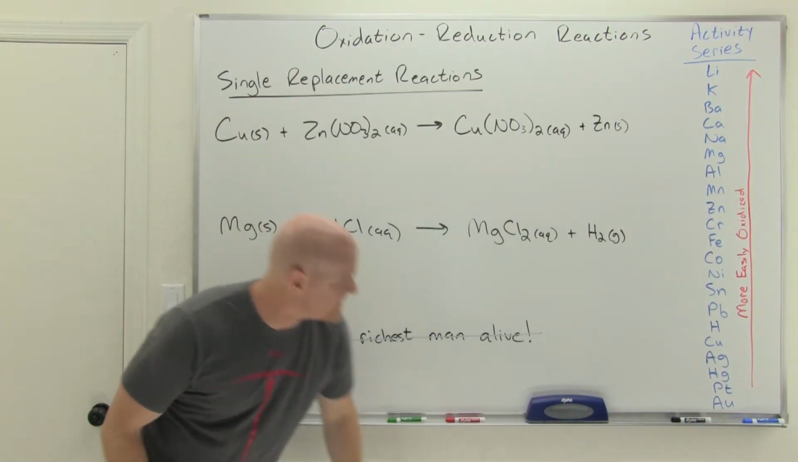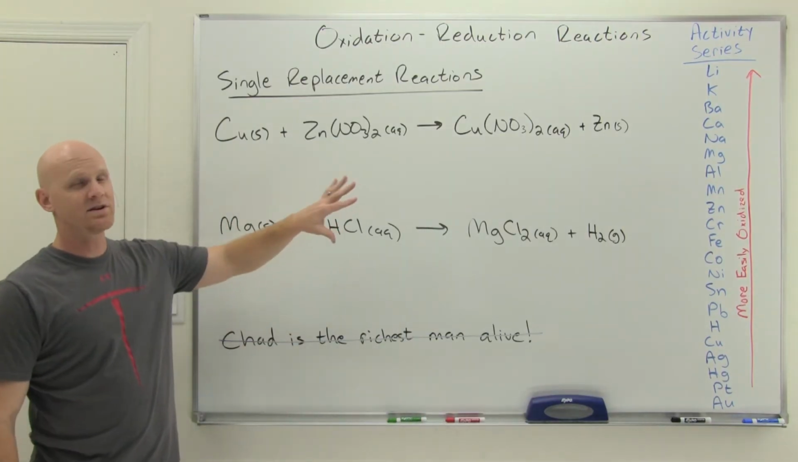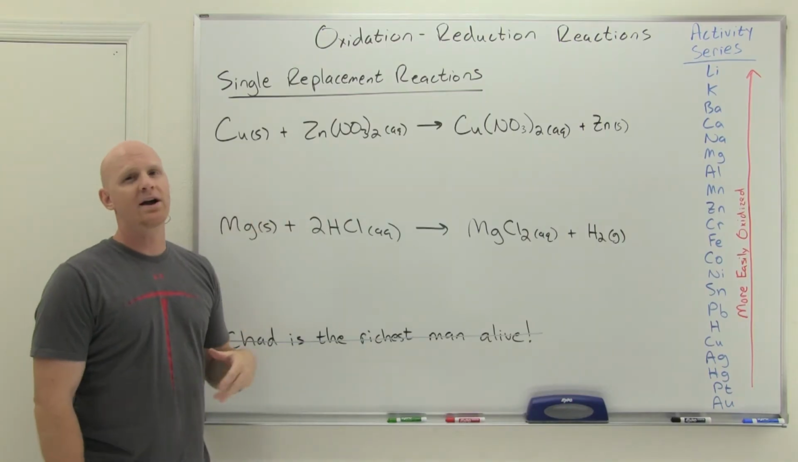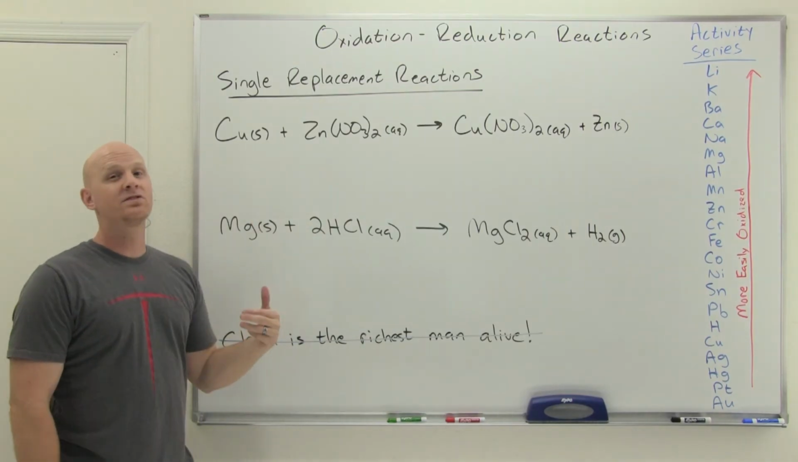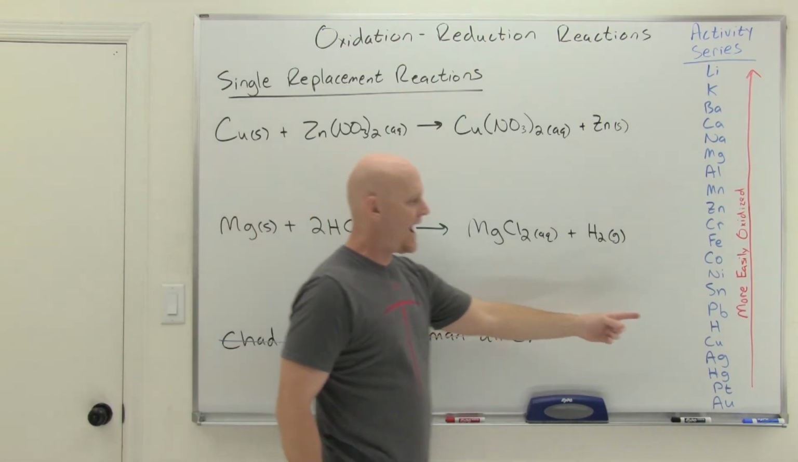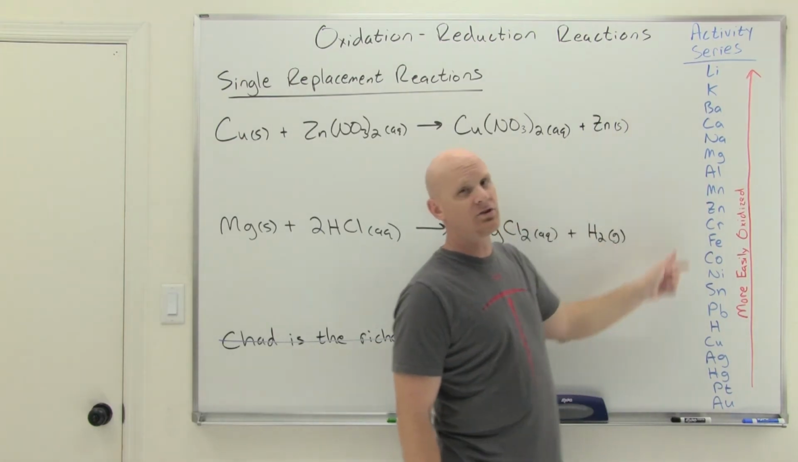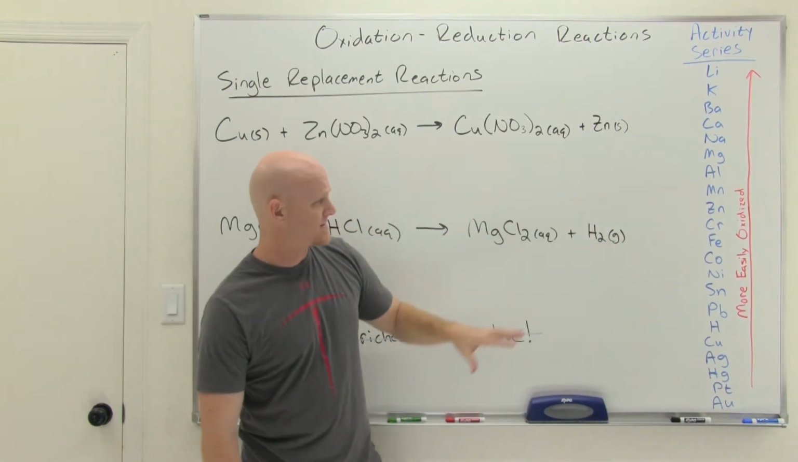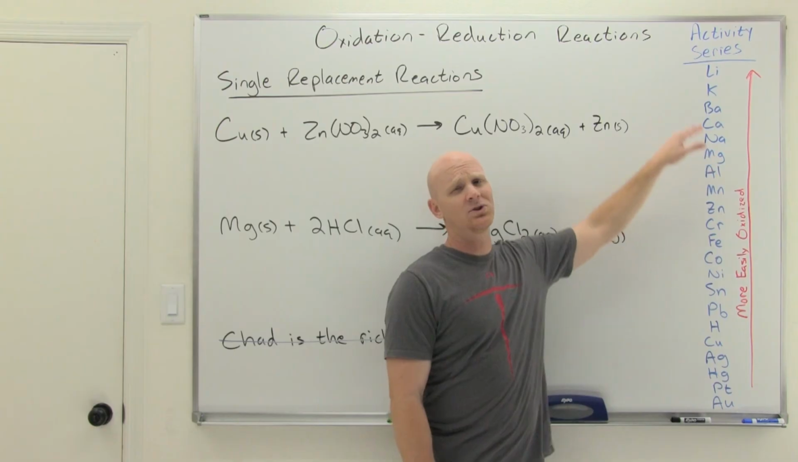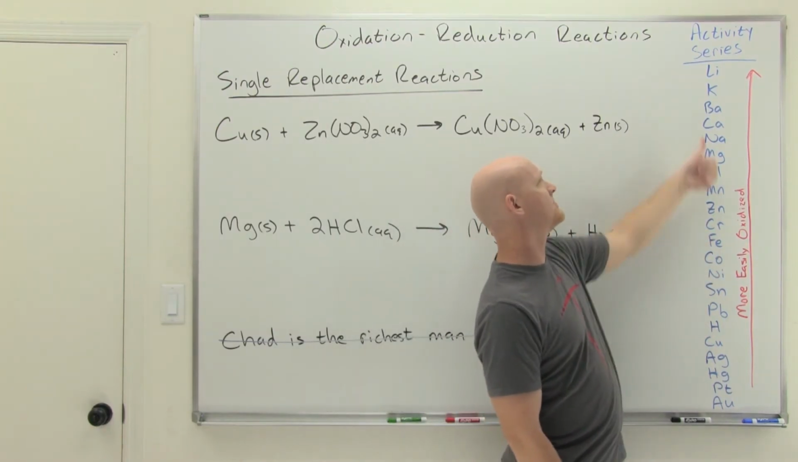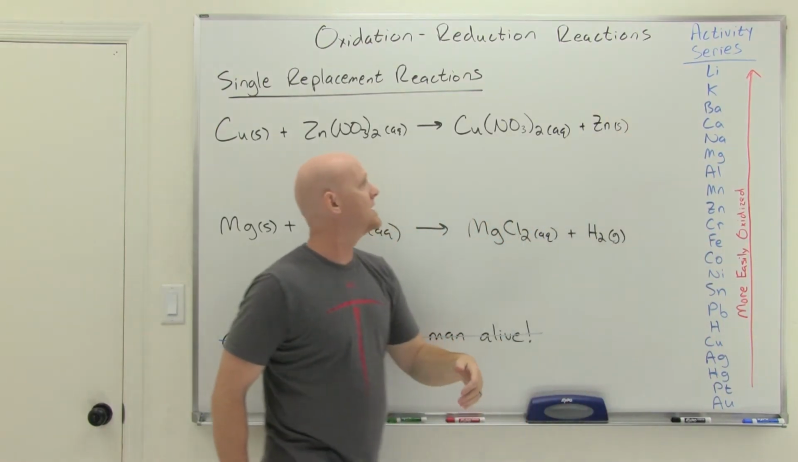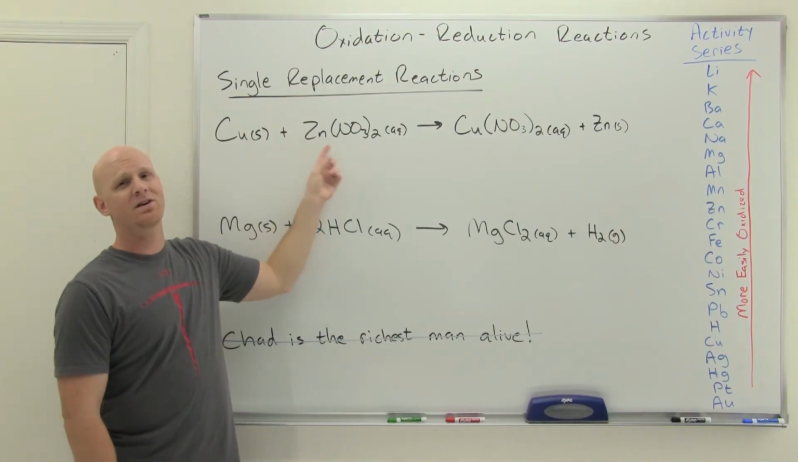So in this case, the way it works with that activity series is when you look at the single replacement reaction, the species that is doing the replacing has to be higher on the list. Now, I like to think that this activity series is just a list of the best looking metals, and the best looking ones are at the top of the list. And so in this case, zinc and nitrate, they're a couple.